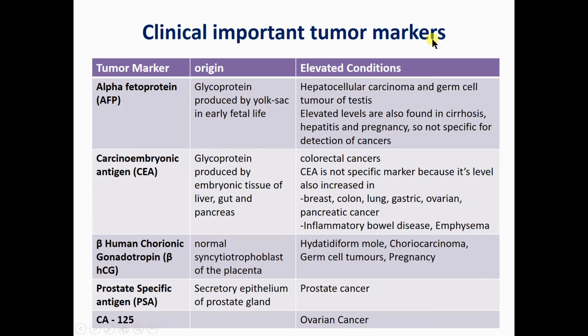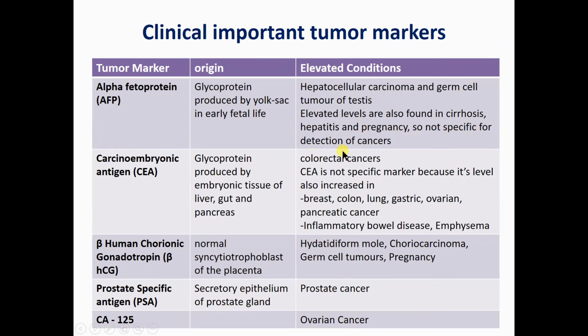Then these are the clinically important tumor markers: mainly alpha fetoprotein, carcinoembryonic antigen, beta human chorionic gonadotropin, prostate specific antigen, and CA125. Alpha fetoprotein is actually a glycoprotein produced by the yolk sac cells in early fetal life. It is glycoprotein in nature. It is elevated mainly in hepatocellular carcinoma and germ cell tumors of the testes. But it is also elevated in cirrhosis, which is a benign condition, whereas hepatocellular carcinoma is a malignant condition. Also in hepatitis and pregnancy.